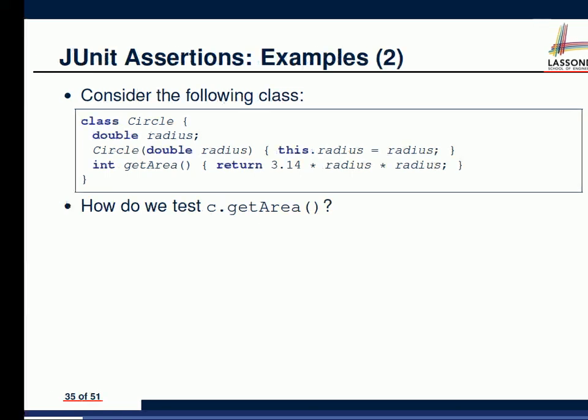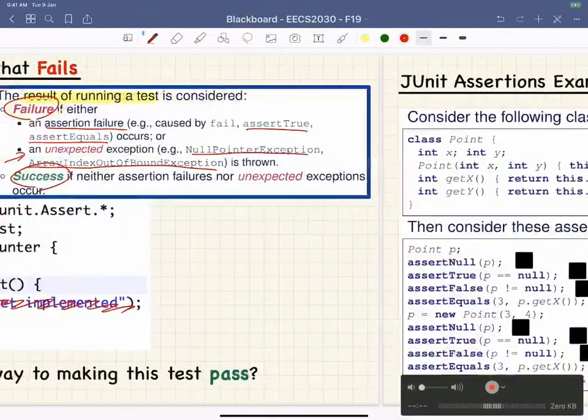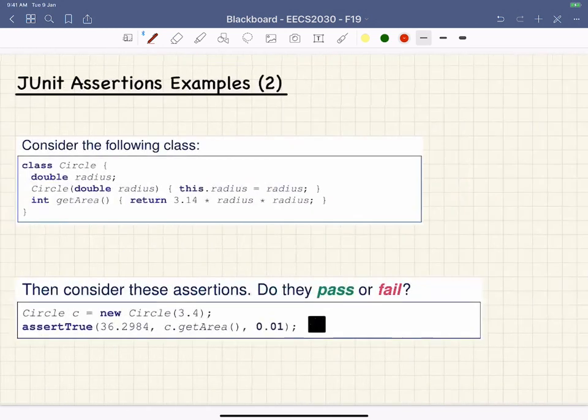Let me switch to the iPad and tell you the story over here quickly. Basically, what you will have is this. This is how we test it. You create a circle C with 3.4, that's the radius. So now when we say c.getArea, it is going to calculate 3.4 multiplied by 3.4 multiplied by 3.14. If you calculate it on your calculator, this is the value exactly, 36.2984. Take it for granted. So now, if you simply say assert, again, what's wrong with me? Assert equals.